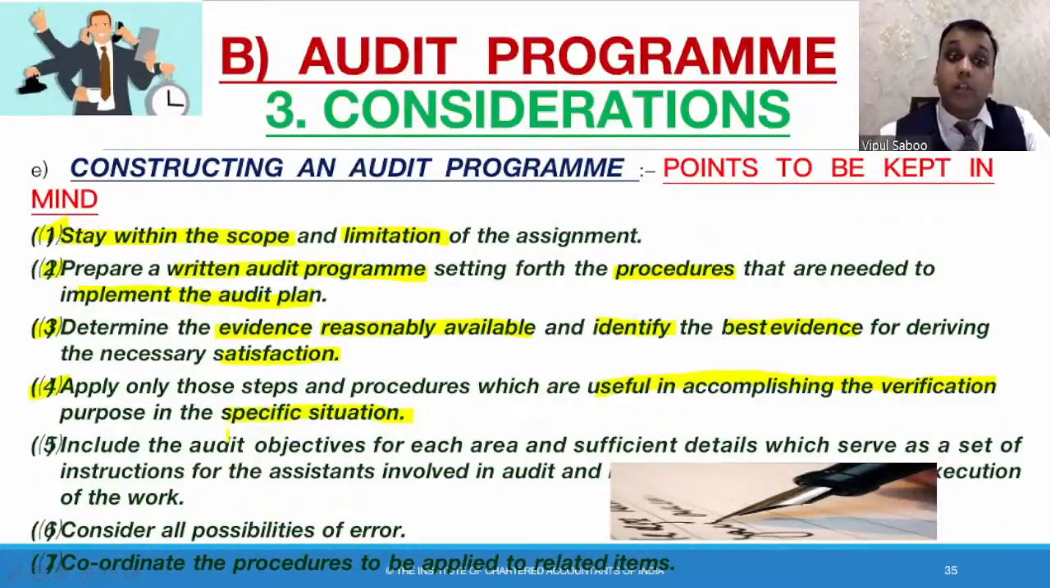The fifth part. The first part we did was the scope and limitation. Second, written audit program. Third, reasonable availability of evidence. Fourth, specific situations. Fifth, include the audit objectives of each area and sufficient details which serve as a set of instructions for the assistants involved in the audit and in the execution of the work. Whatever parts you have divided your whole audit into, the audit program should include the audit objective.